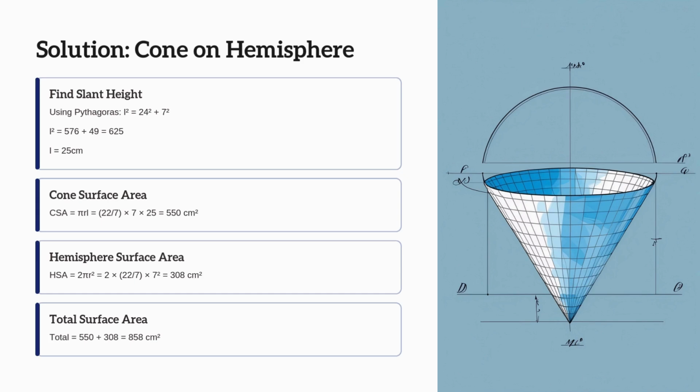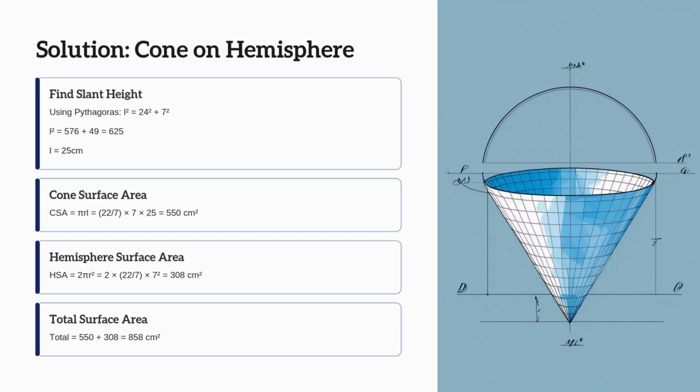Step 1. Slant height of the cone. The slant height of a cone is found using Pythagoras' theorem. Slant height squared equals vertical height squared plus radius squared. So slant height squared equals 24 squared plus 7 squared. Slant height squared equals 576 plus 49. Slant height squared equals 625. Taking the square root, slant height equals 25 centimeters.